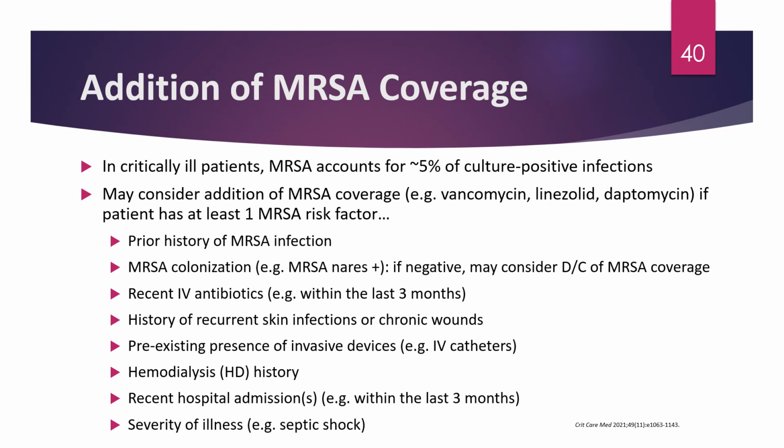If they've had a recent history of IV antibiotics, particularly within the last 3 months, if they had a history of recurrent skin infections or chronic wounds, such as we see in our long-term care population who might be in a nursing home or a long-term care facility. A pre-existing history of invasive devices like IV catheters, particularly chronic central lines like a PICC line, for example, that might need to be used to deliver therapies to patients over long periods of time. A hemodialysis history, because in those cases, either the hemodialysis catheter can get infected or the AV fistula that is needed to complete hemodialysis might become infected.